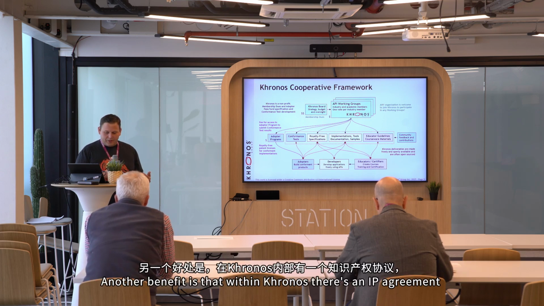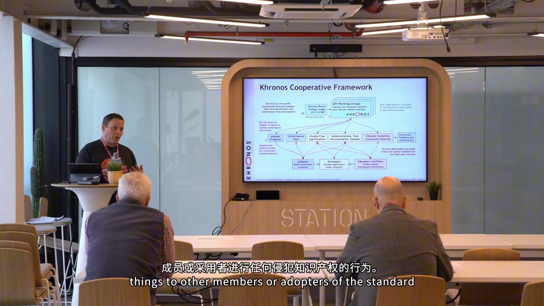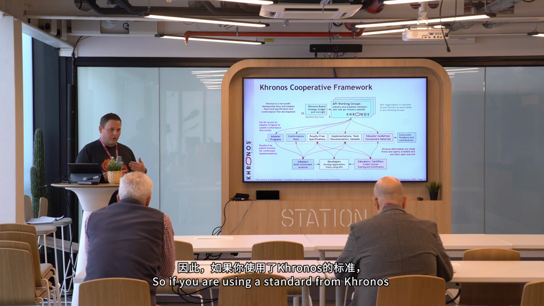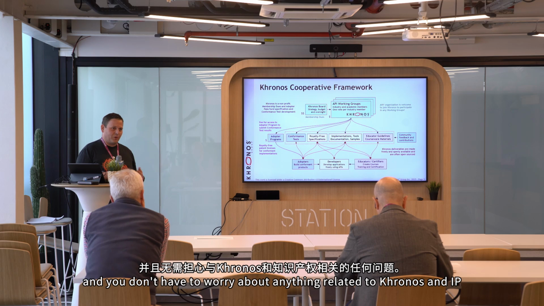Another benefit is that within Khronos, there's an IP agreement that every company contributing to the standard doesn't do any IP infringement things to other members or adopters of the standard. So if you are using a standard from Khronos, you get the royalty-free patent licenses for the standard, and you don't have to worry about anything related to Khronos and IP.